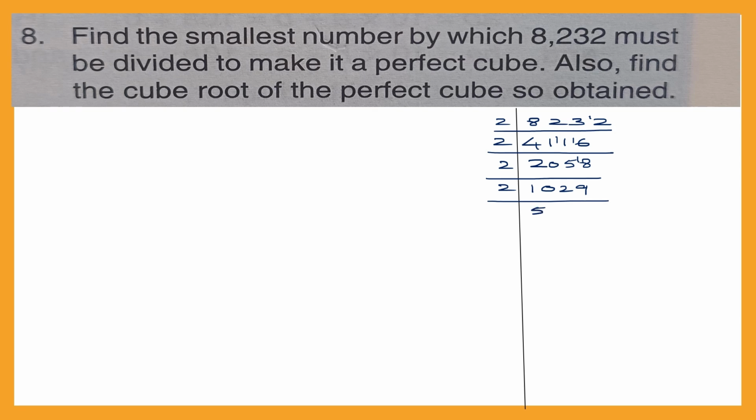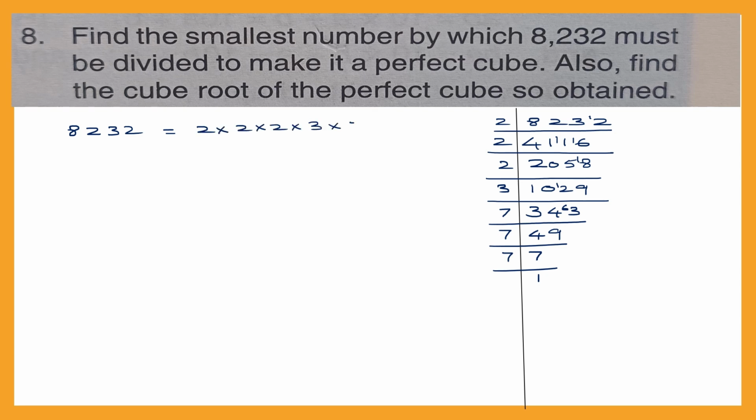2 fives are 10, 2, now we use 3. 3 threes are 9, there's 1 left. 3 fours are 12, 3 threes are 9. Now we use 7. Okay, so 7 fours are 28, carry 6, 7 nines are 63, 7 sevens are 49, 7 ones are 7. So let's write all the prime factors of 8,232. They are 2 into 2 into 2 into 3 into 7 into 7 into 7.